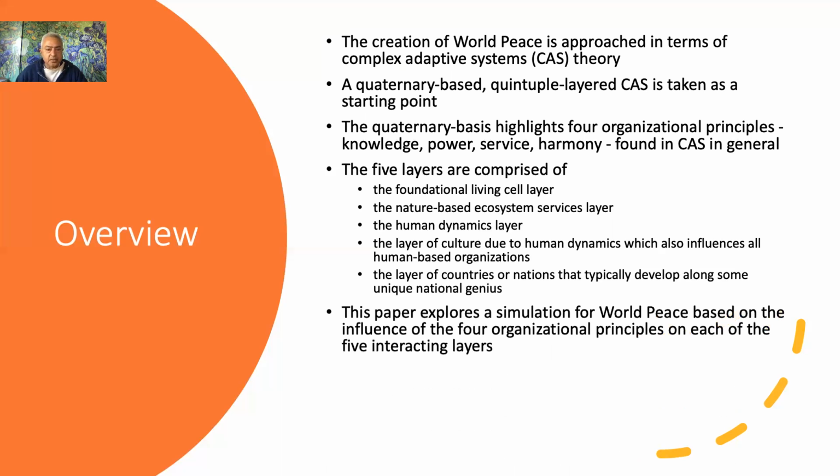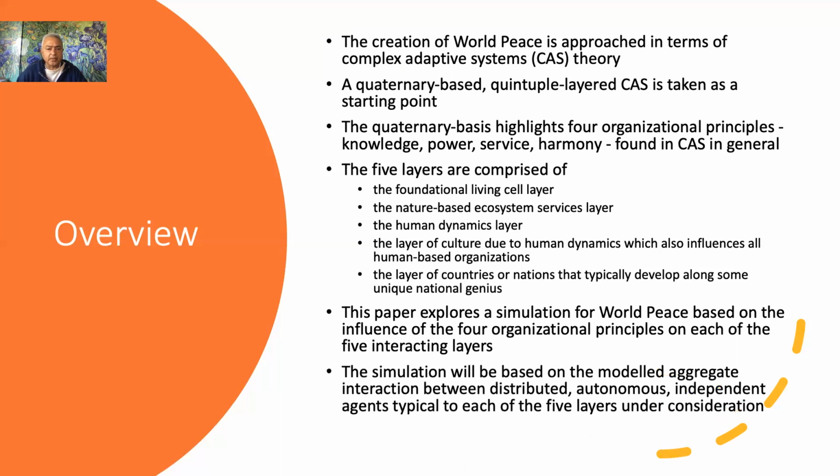So to summarize, what we have in this simulation is essentially the action of the 4 organizational principles on each of the 5 interacting layers. Now, for the sake of simplification, this model is based on aggregated interaction between the distributed, autonomous, independent agents.